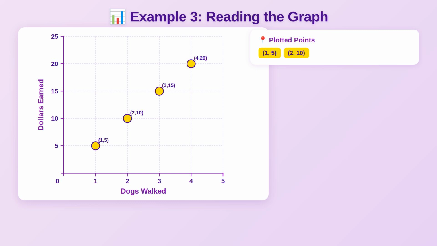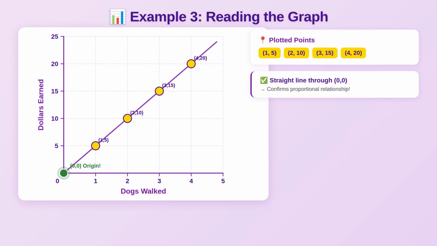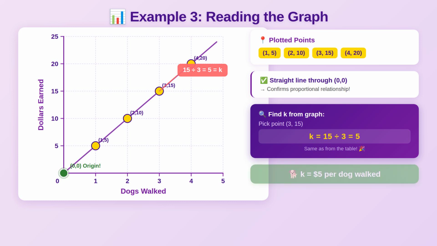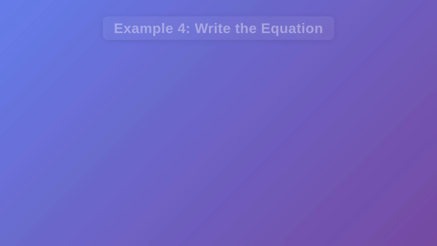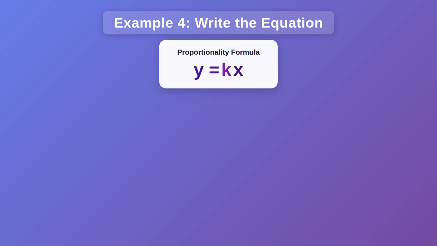Maya plots her dog walking earnings on a graph. The x-axis shows dogs walked, and the y-axis shows dollars earned. She plots the points: 1, 5, 2, 10, 3, 15, and 4, 20. She connects them and gets a perfectly straight line that passes right through the origin, the point 0, 0. This confirms it's proportional. Now, to find K from the graph, we pick any point. Let's use 3, 15. We divide y by x. 15 divided by 3 equals 5. So, K equals 5, exactly what we found in the table.